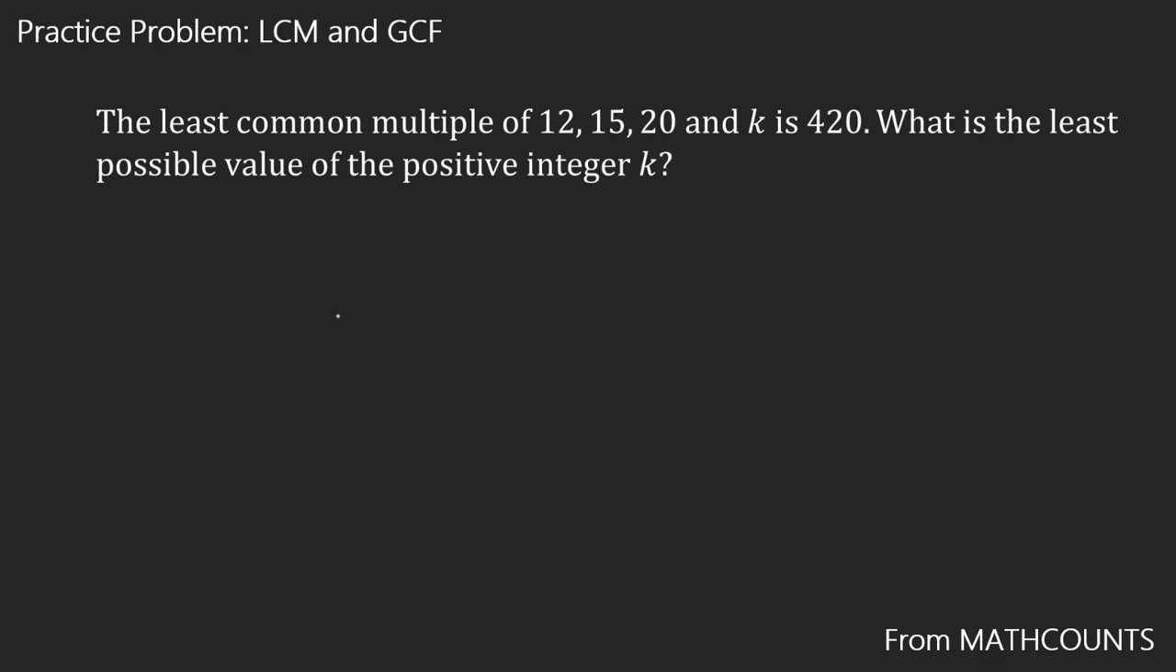Let's take a look at this problem. The least common multiple of 12, 15, 20, and k is 420. What is the least possible value of the positive integer k? Okay. So the question is asking the LCM of 12, 15, 20, and k is equal to 420. What is the k right here?